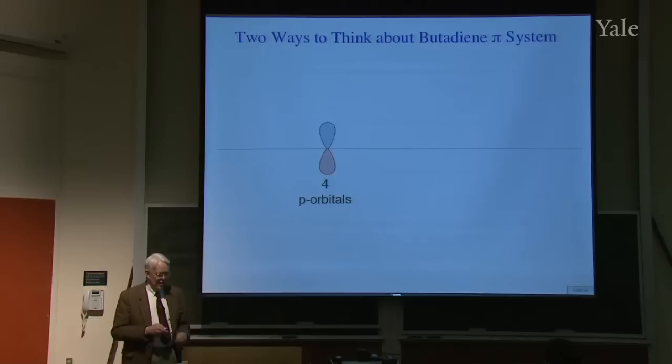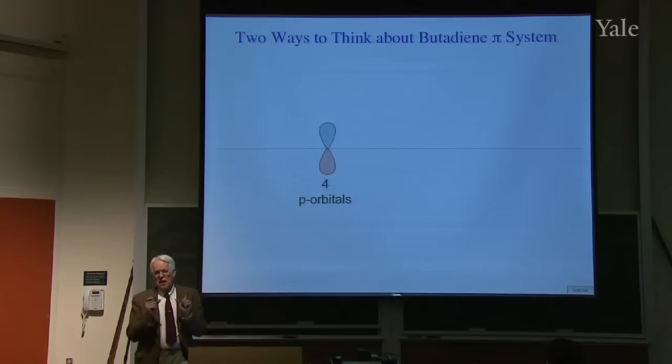There's the energy of an isolated p orbital. Now, there are two ways to look at butadiene. You can look at it as a whole, or you can look at it as two double bonds and see how they interact with one another. And let's compare those two ways of doing it. So first, let's look at it as a whole.